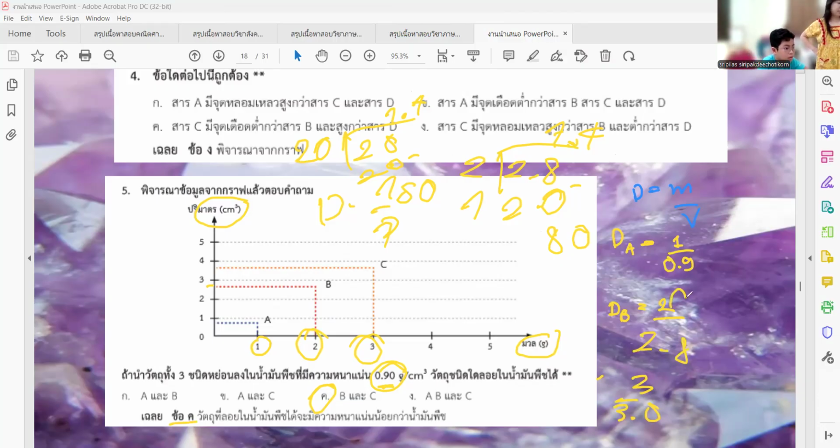What's the answer? Is it 1? 20 is less than 28. It must be 0 point something.